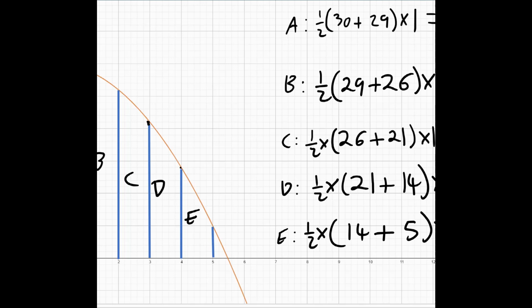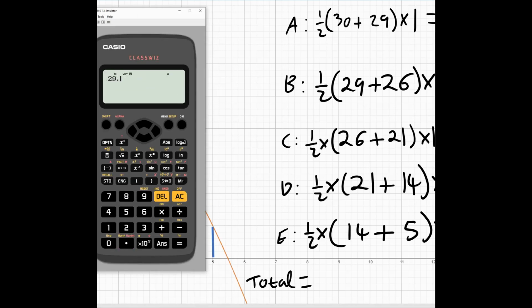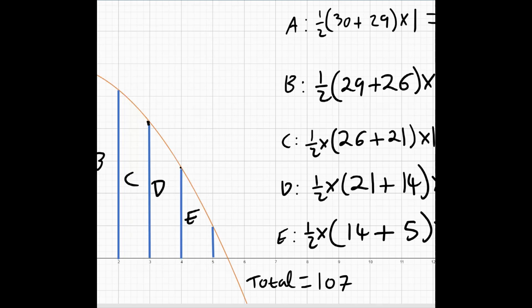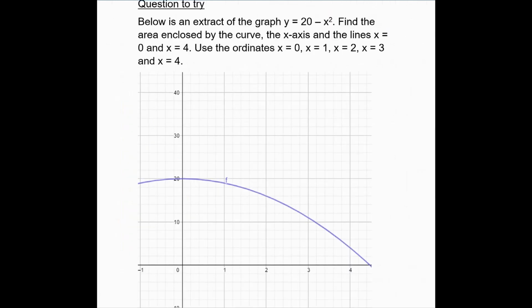We would then add all of these up to get our final answer. I get an answer of 107.5 square units.